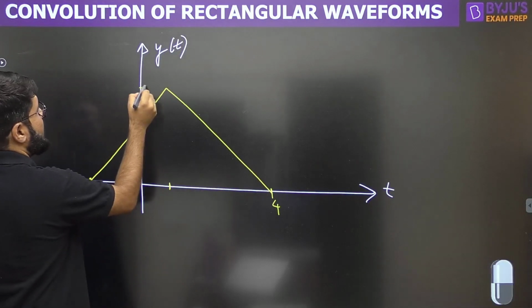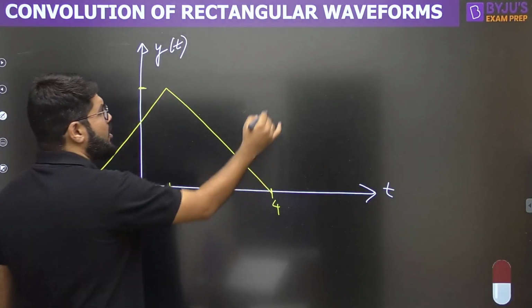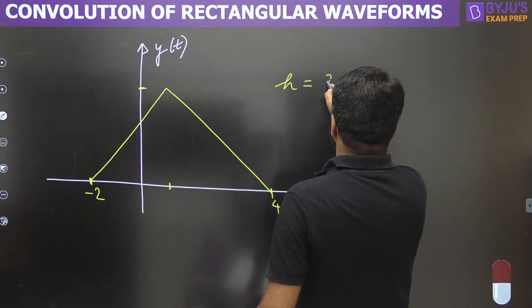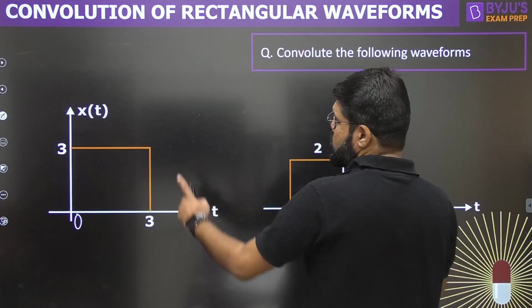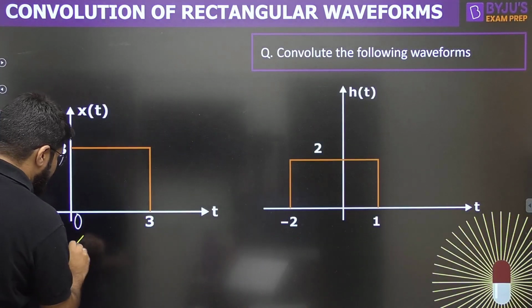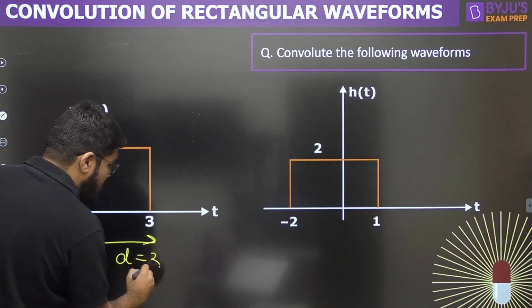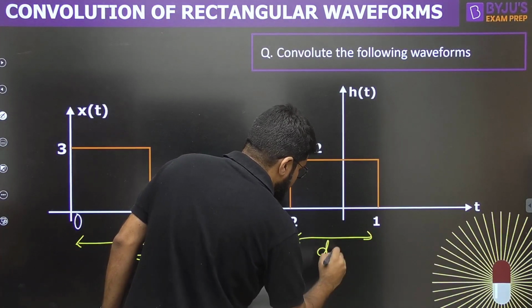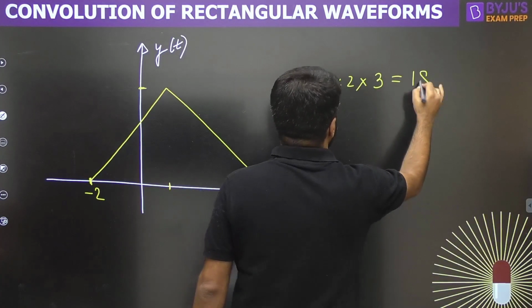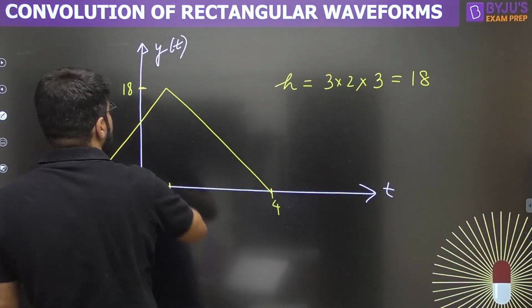Finish. But we should know the height of the triangle. Sir, what is the formula for the height of the triangle? A1 into A2, the product of the amplitudes into the duration. So 3 into 2 into duration. See, duration is 3. Whether you take this one or this one, duration is 3. So I multiply 3 here. 3 2s are 6, 6 3s are 18. So this height should be equal to 18.